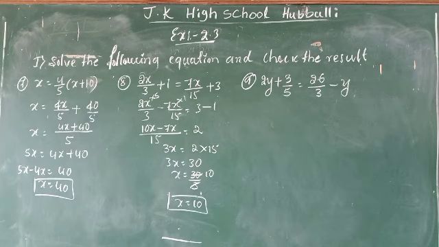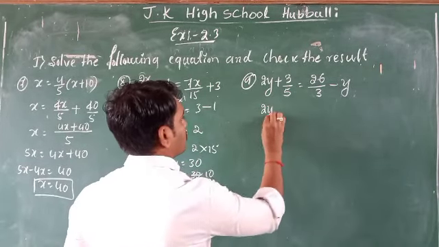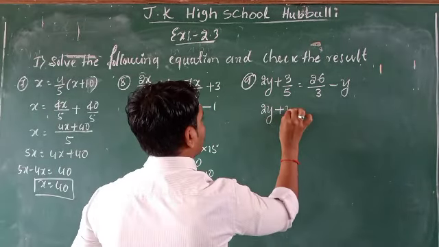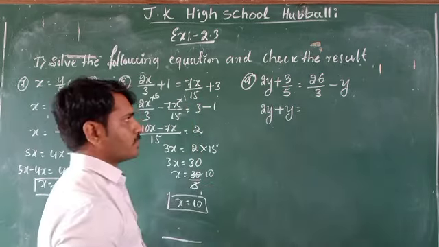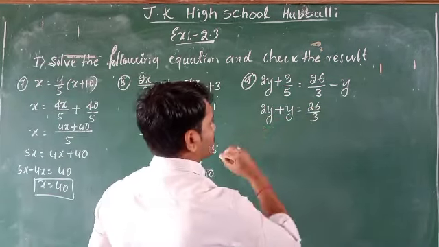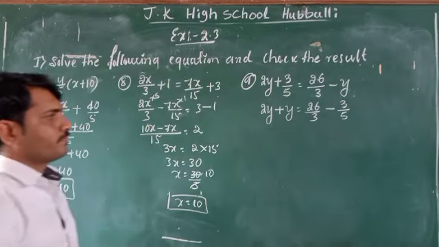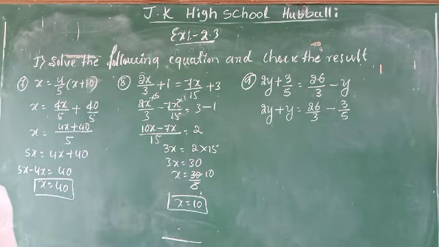Okay. So last question, the 9th question. 2y is there. Write 2y. This side minus y is there. If we come this side, it will become plus y. Next term. 26 by 3. Bring this side. Minus 3 by 5. Correct? So plus is minus. Minus will become plus.